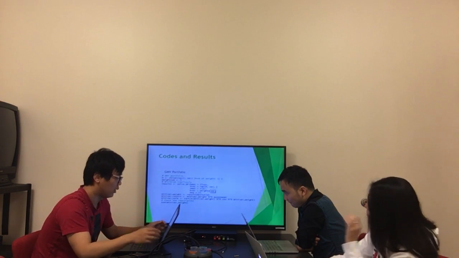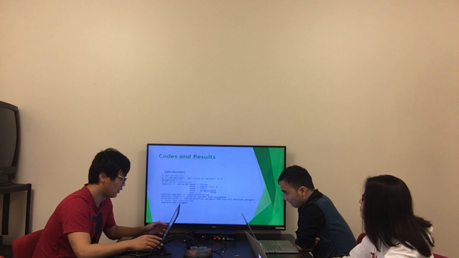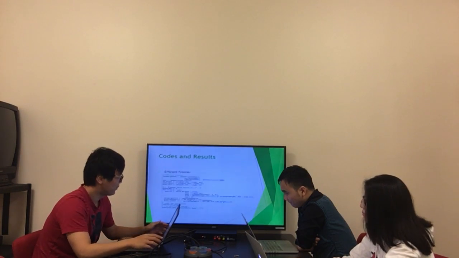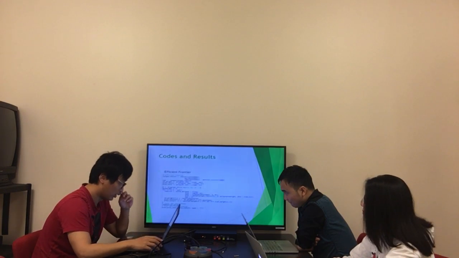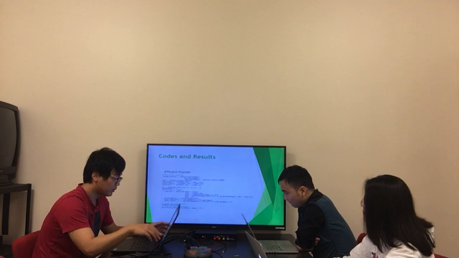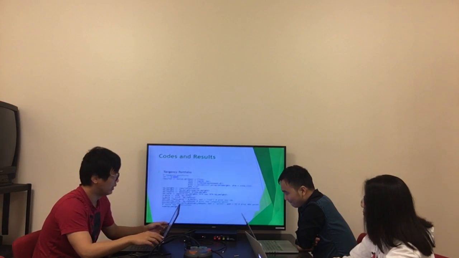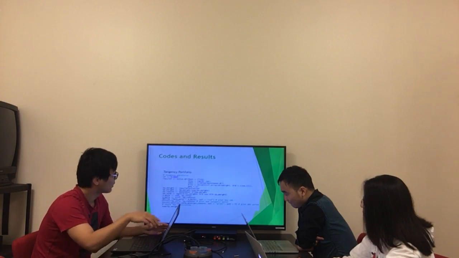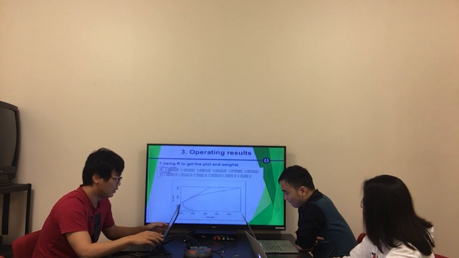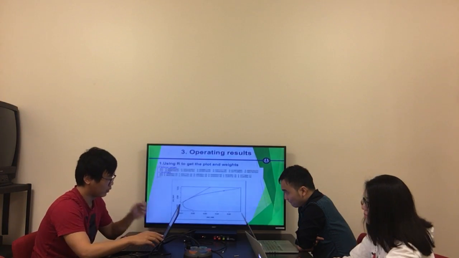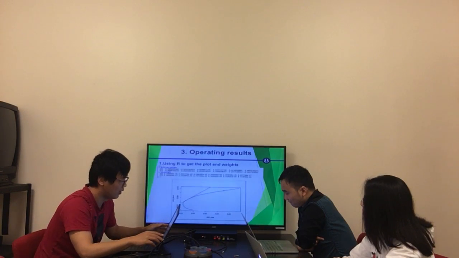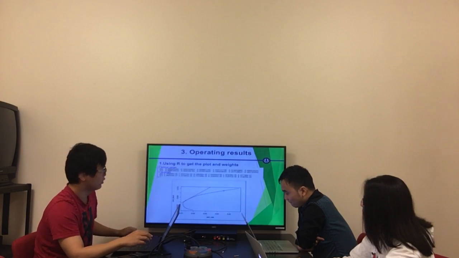Next, we plot the result and get the graph of efficient frontier. Then we calculate the optimized weight of tangency portfolio. In the last, we plot the capital market line and the GMV point. Then we will put our portfolio into Quantopian to do the backtest. So now let's welcome my mate Liang Huang to show our result.